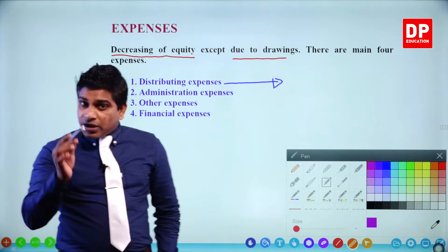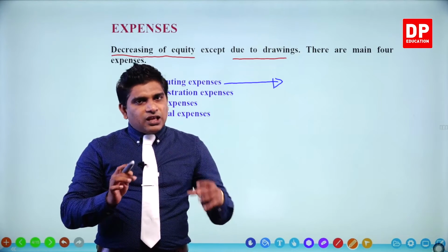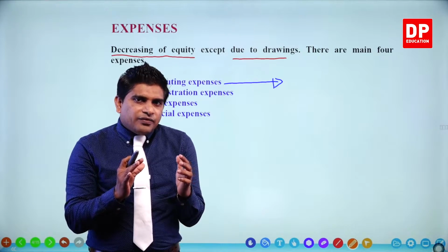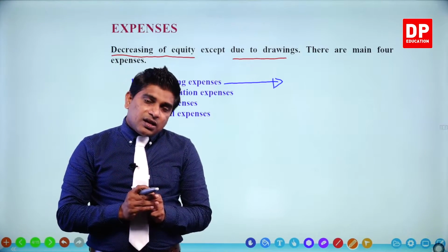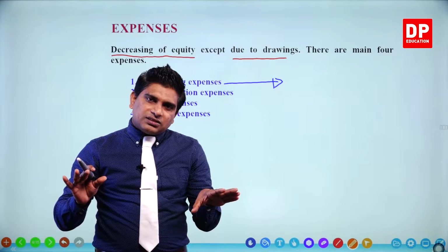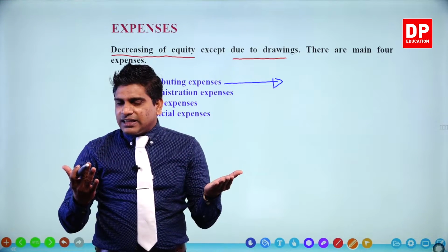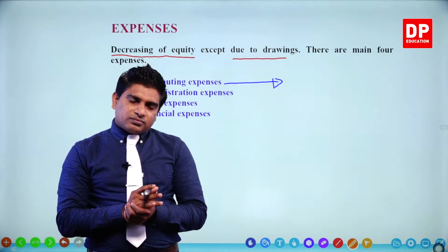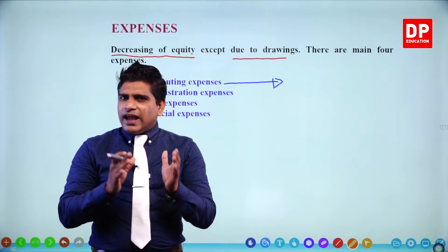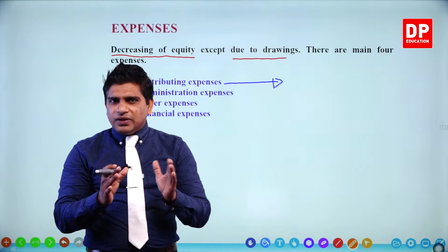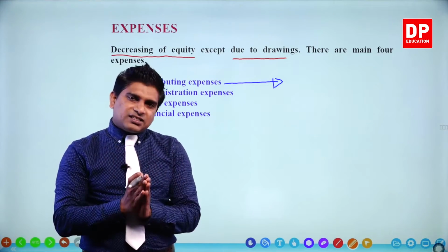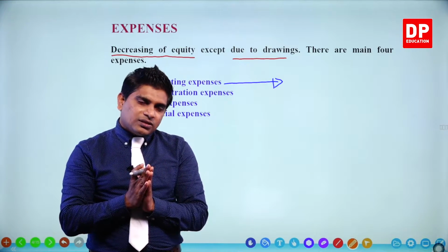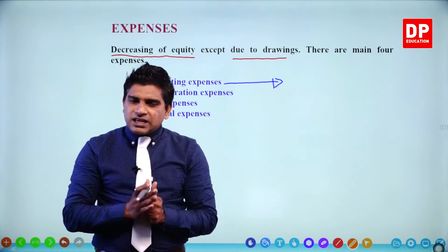Distributing expenses means expenses which are connected with distributing activities, sales promotional activities. For an example, we can give advertising expense. Actually, advertising will give support to promote the sales, to promote the distributing part. You may think this example.